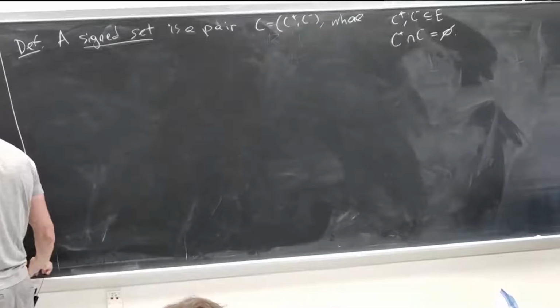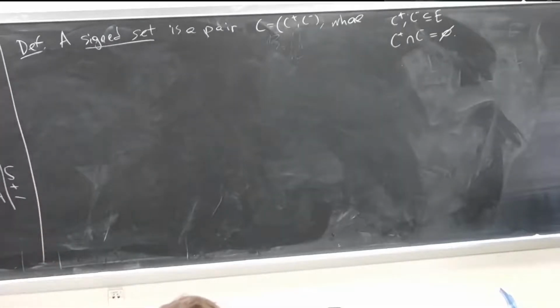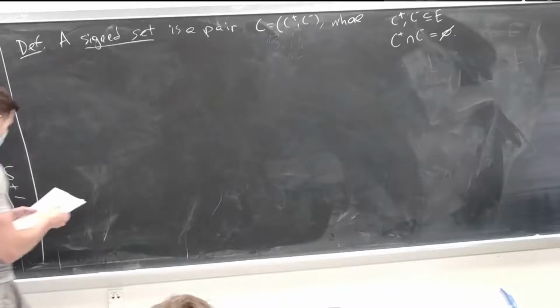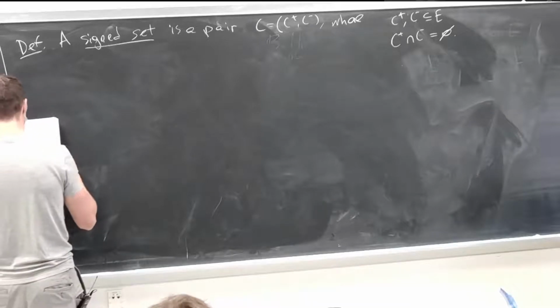And so for example, here I would have the first set be 1, 3, comma 2. This is how I would write down a signed set of this form. Okay, and so here's some more terminology.